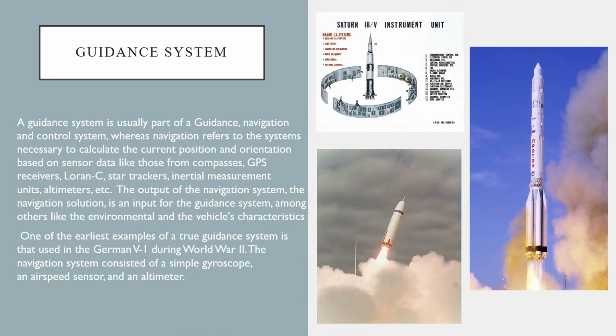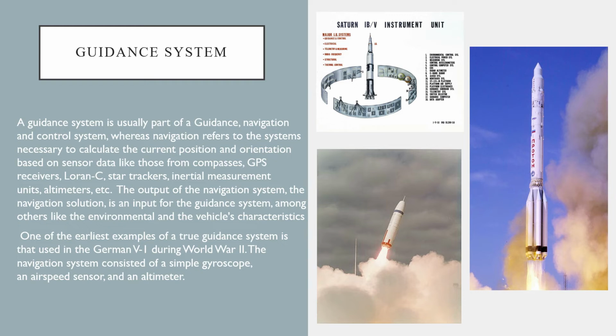A guidance system is usually part of a guidance, navigation and control system, whereas navigation refers to the systems necessary to calculate the current position and orientation based on sensor data like those from compasses, GPS receivers, Lorentz star trackers, inertial measurement units, altimeters, etc. The output of the navigation system, the navigation solution, is an input for the guidance system, among others like the environmental and the vehicle's characteristics.